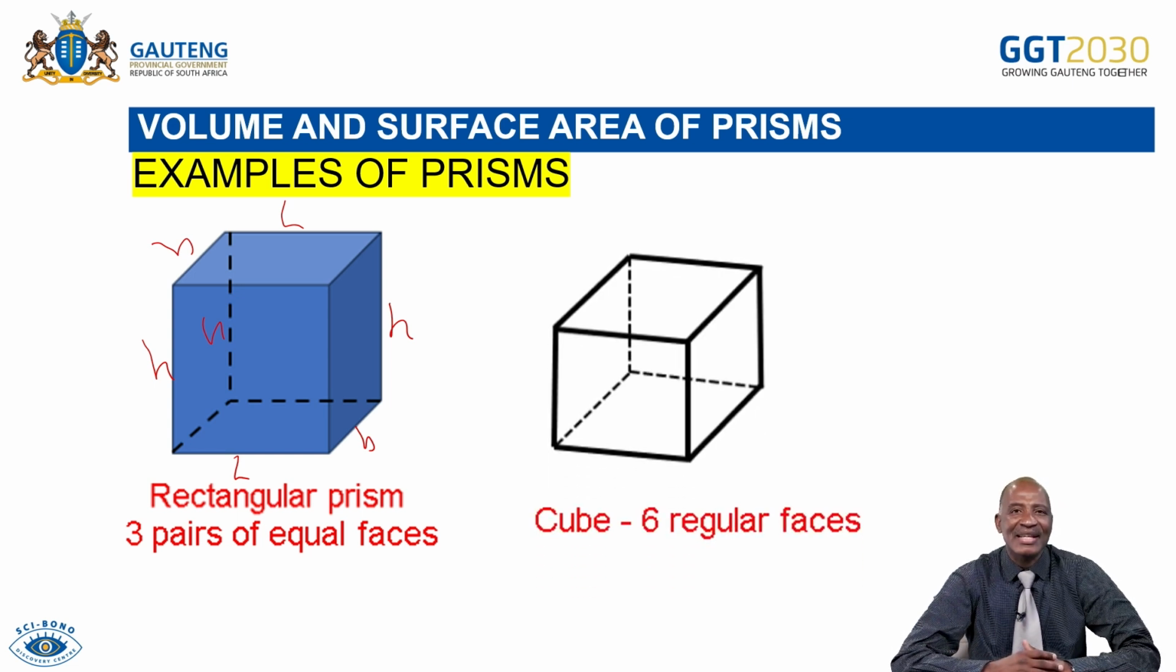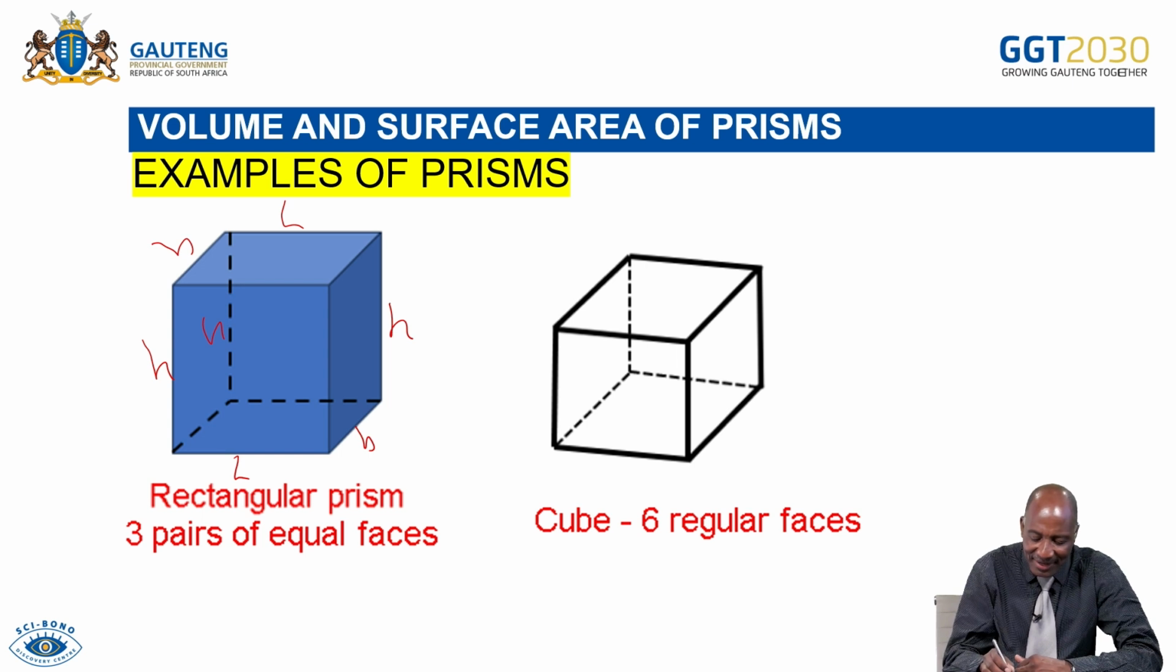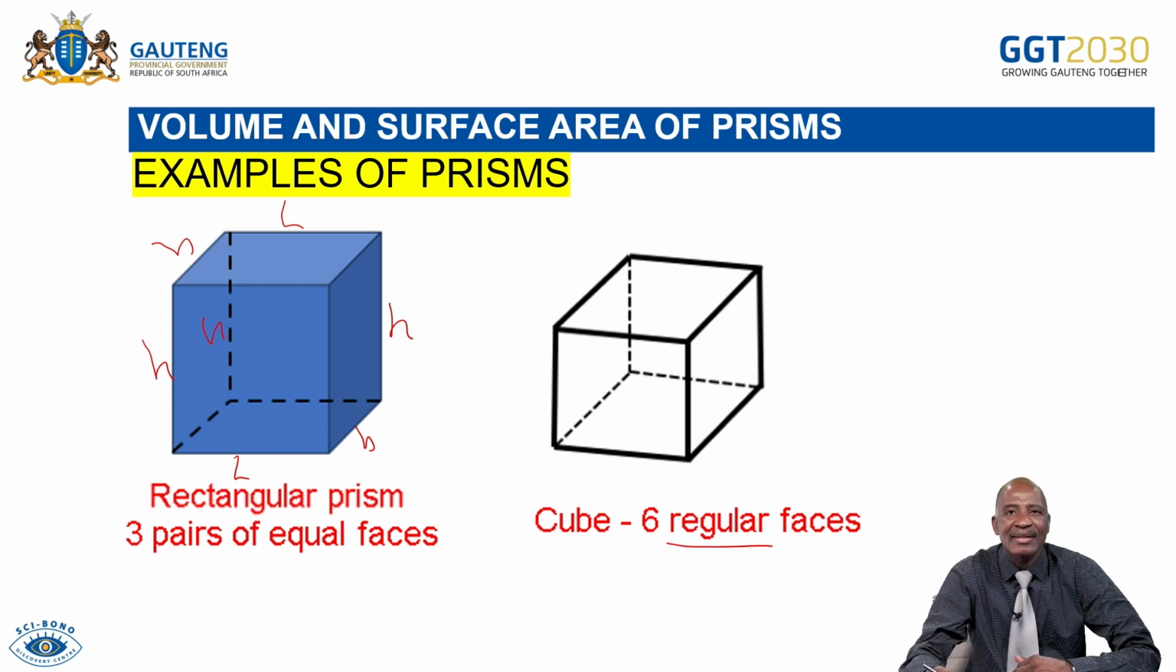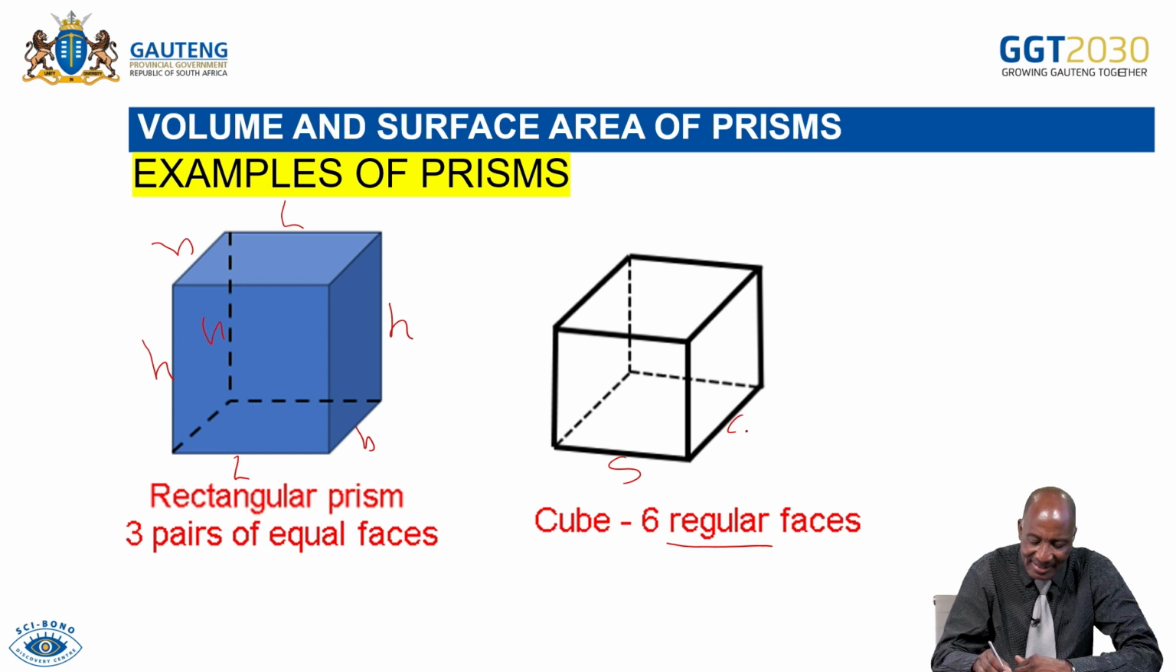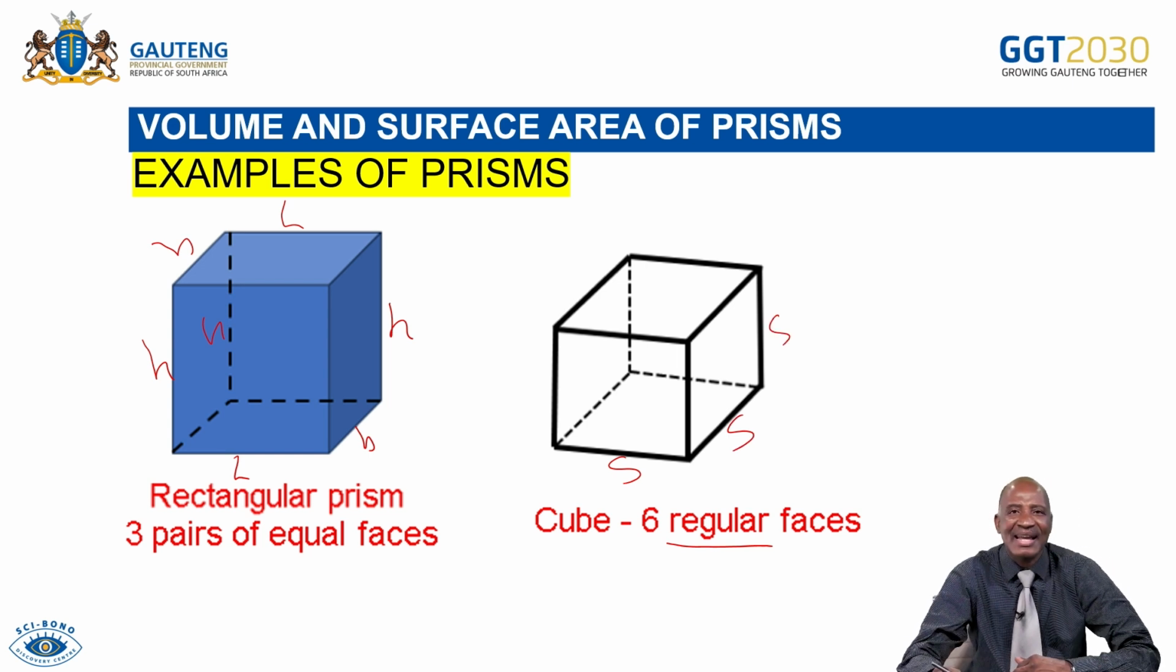Then here is another one, a cube, which is made up of squares, whereas the first one is made up of rectangles. So in other words, it's a square-based prism. If you want to use the word prism and you don't want to refer to the word cube, you can call it a square-based prism. In other words, the base is a square. So there are 6 regular faces here. When I say regular faces, I'm referring to equal faces. Each face will have side, side, side. If that side is 7, all of them will be 7, 7, 7 right round.